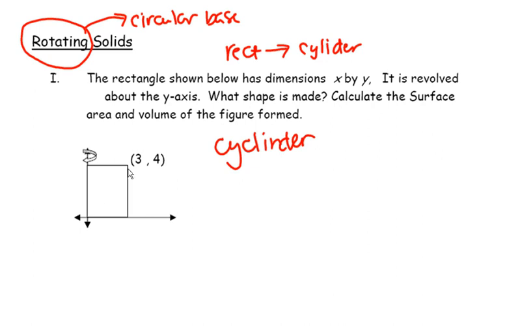and this point right here is the point (3, 4), which means this is 3 and this is 4, because this is my origin, (0, 0). So basically that means that 3 is my radius and 4 is my height.